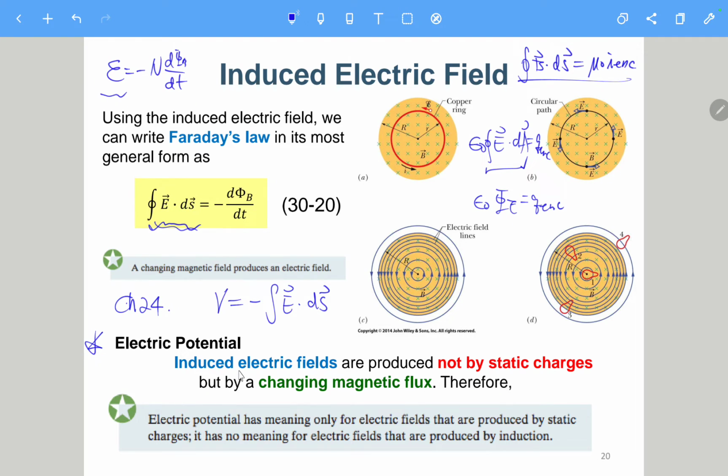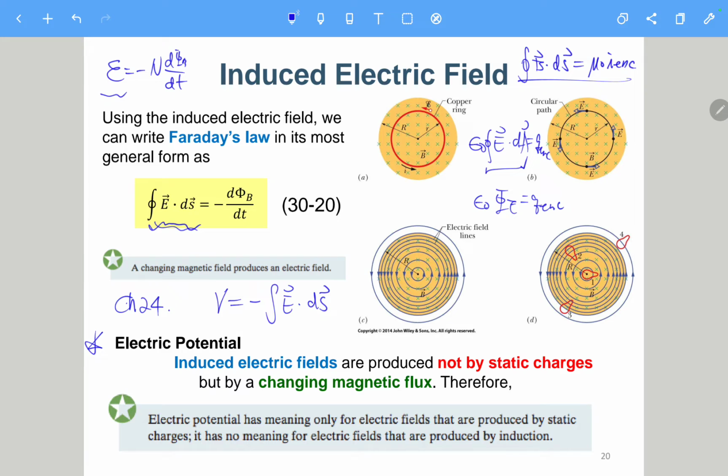Okay, so electric potential, induced electric field are produced not by static charges, but by changing magnetic flux. Therefore, electric potential has meaning only for E fields that are produced by static charges. It has no meaning for electric fields that are produced by induction.